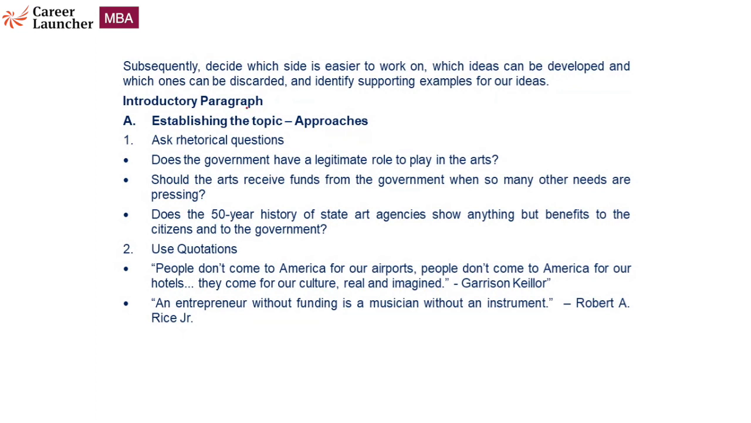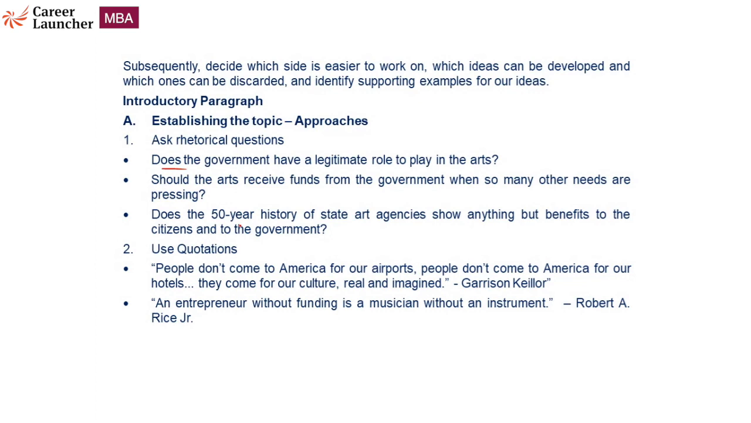For example, a rhetorical question could be something like, does the government have a legitimate role to play in arts? Should the arts receive funds from the government when so many other needs are pressing? Does this 50-year history of state art agencies show anything but benefits to citizens, to the government? Again, totally up to you. It's upon your creativity how you would like to present your topic sentence.